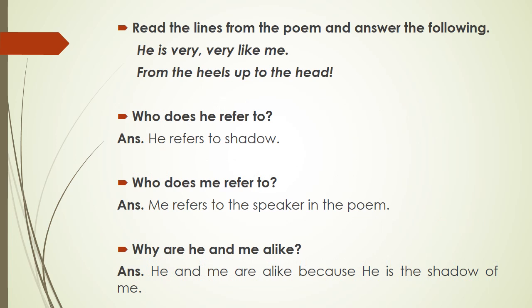Read the lines from the poem and answer the following. He is very, very like me from the heels up to the head. Here, I can also give you other lines from the poem and make you answer different questions, but let's take this example. Who does he refer to? He refers to the shadow. Who does me refer to? Me refers to the speaker in the poem. Why are he and me alike? He and me are alike because he is the shadow of me.